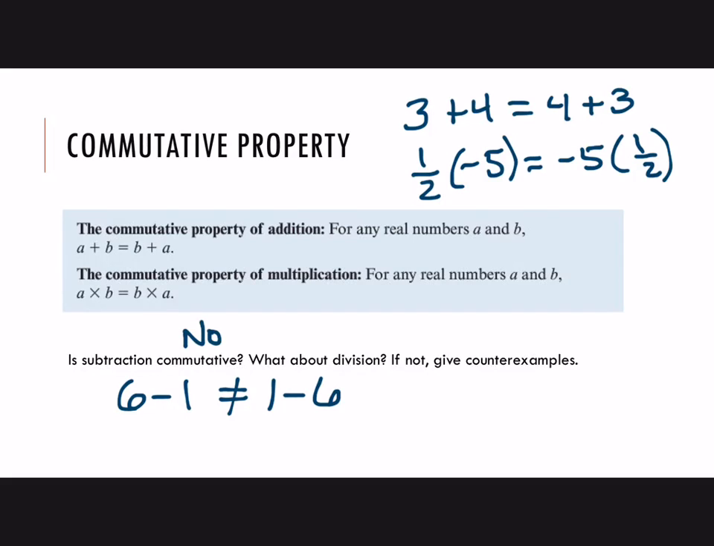How about division? We can do the same example, 6 divided by 1, and if division is commutative, we should be able to switch the order of those two numbers. Okay, well, this is 6. But 1 divided by 6 is 1/6, and those are not the same. So no, division is not commutative either.